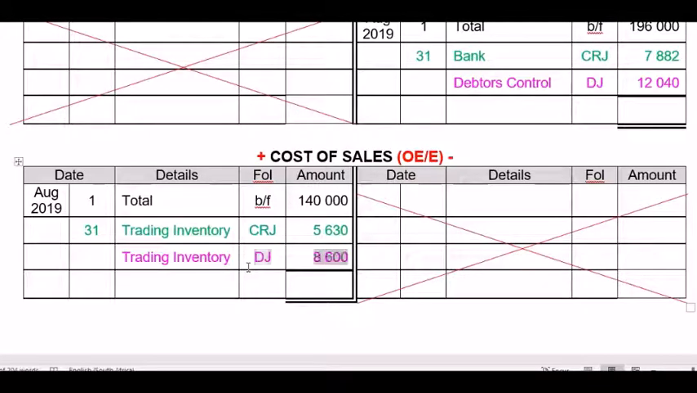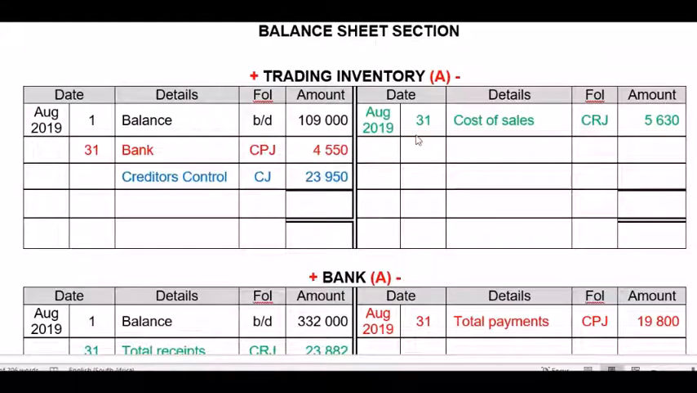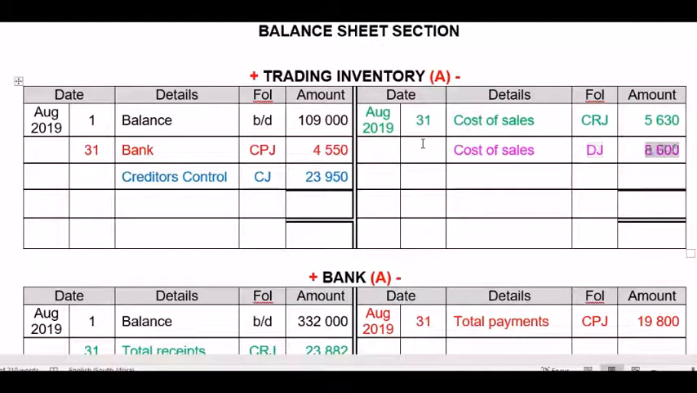The DJ, and the value was 8,600 Rand. And now we're not done yet. We have to post this value to the credit side of trading inventory. Okay, so in trading inventory on the credit side, you don't have to write the 31st again, but you have to write cost of sales, okay, and DJ and the 8,600 Rand. And that's it. You've posted to the big six.